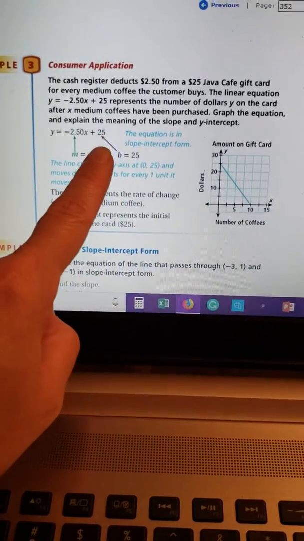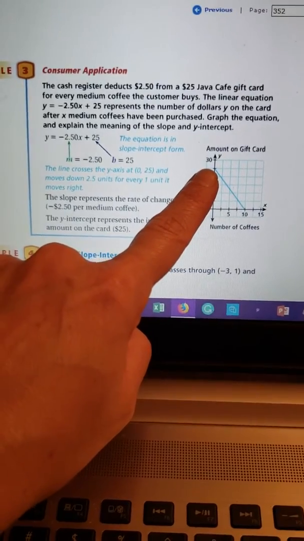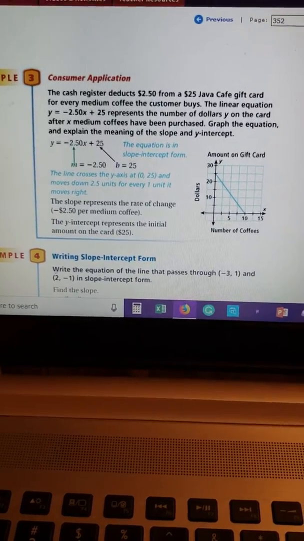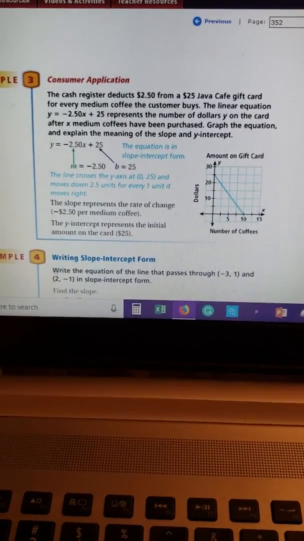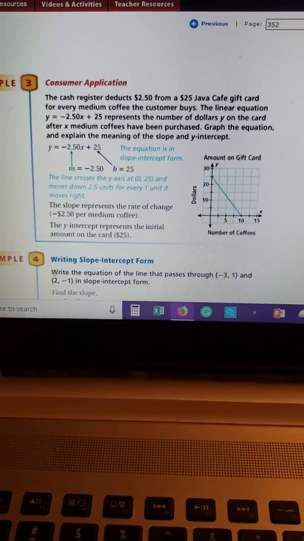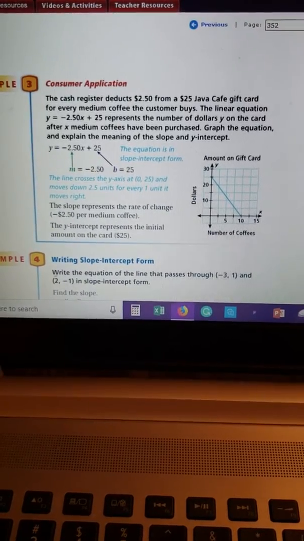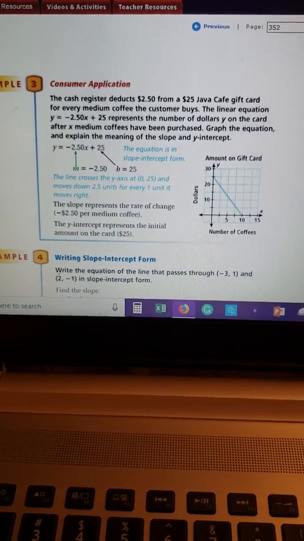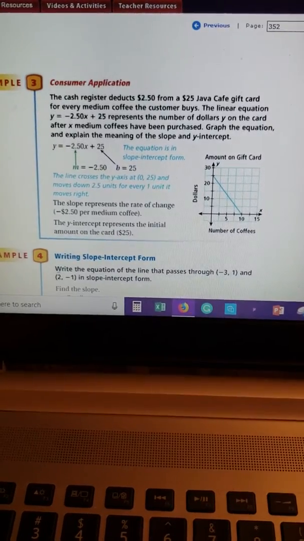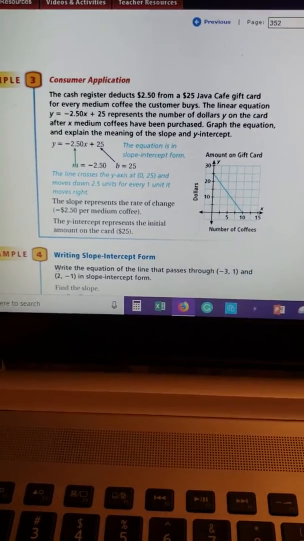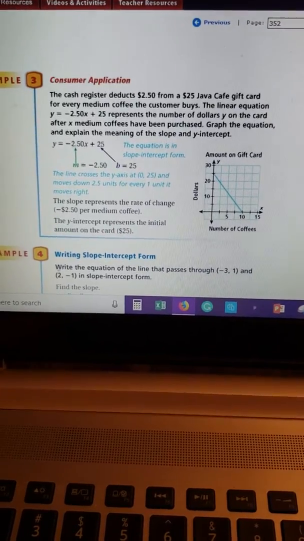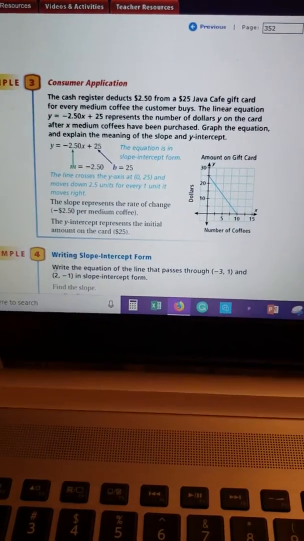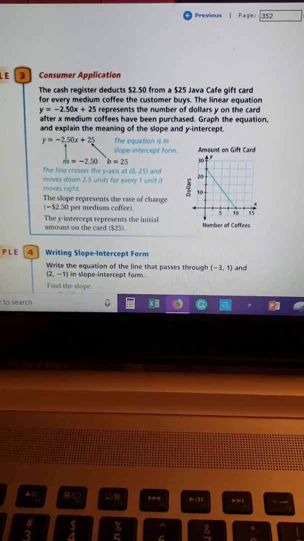So the first one, we know the y-intercept is 25, right there. Why don't we see what happens when y is 0? What's x? Well, you could plug in 0 for y, and subtract 25 from both sides. So you have negative 25 equals negative 2.50x. Divide both sides by negative 2.50, and negative 25 divided by negative 2.5 is a positive 10. So when x is 10, y is 0, and so it's right there. And there's your line. That is what you have there.